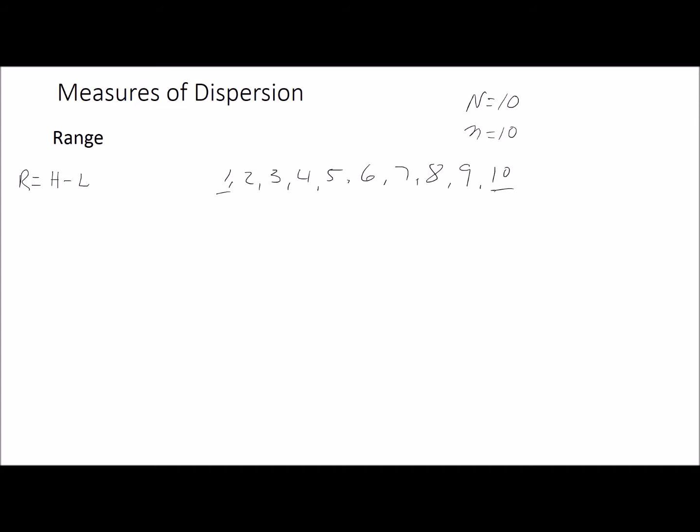So if we're looking at this data set, the range equals, well, we know the highest value here is 10. So it's going to be 10 minus, and we know the lowest value here by looking at it is a 1. So 10 minus 1, we have a range of 9. So the range of this data set that we're looking at, 1, 2, 3, 4, 5, 6, 7, 8, 9, 10, is 9.